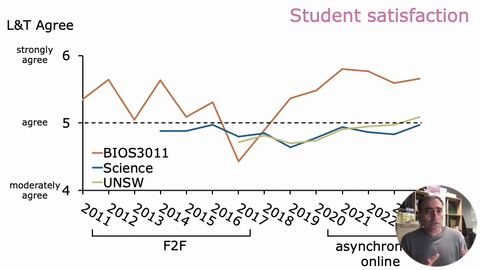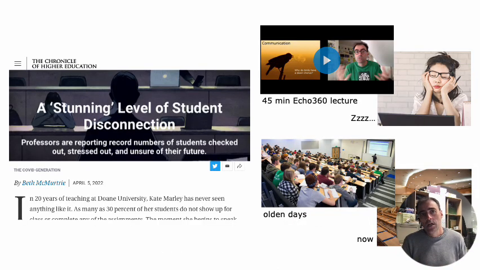This is the last information I'm going to give to you on student satisfaction. Everything else is going to be hard data on actual learning outcomes. So you might have seen in the last few years, there's a lot of buzz about this, disengagement. It peaked with this article in the Chronicle of Higher Education, a stunning level of student disengagement. Professors are reporting record numbers of students checked out, stressed out, and unsure of their future.